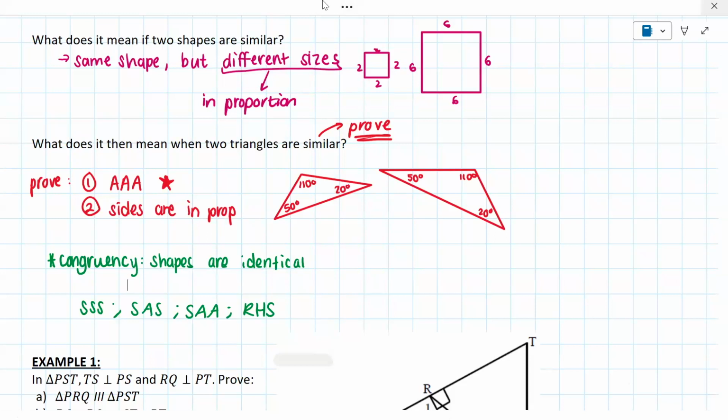Okay, so I'm going to just wait here for a second or two in case you want to take a screenshot, but let's have a look at our first example where we now actually go and prove similarity, use the similarity, do all of those fun things.